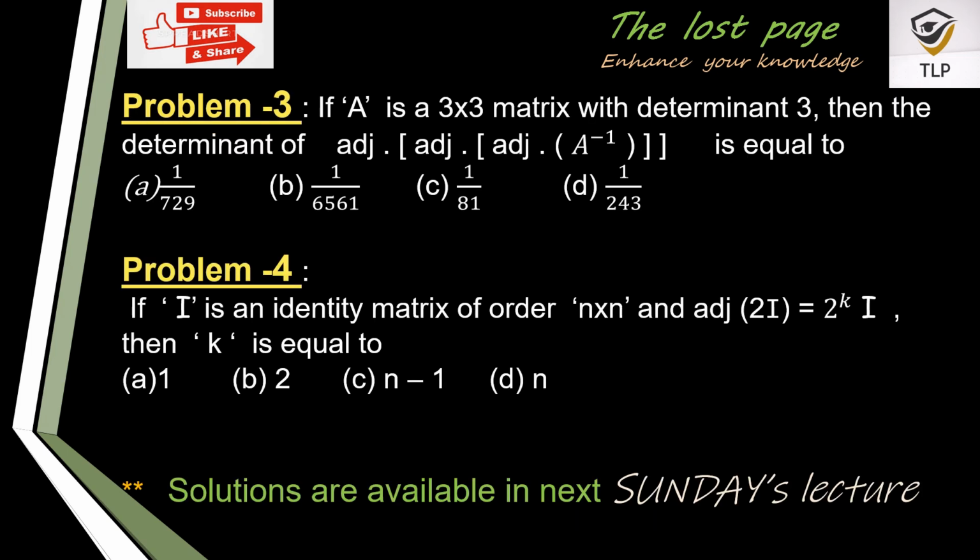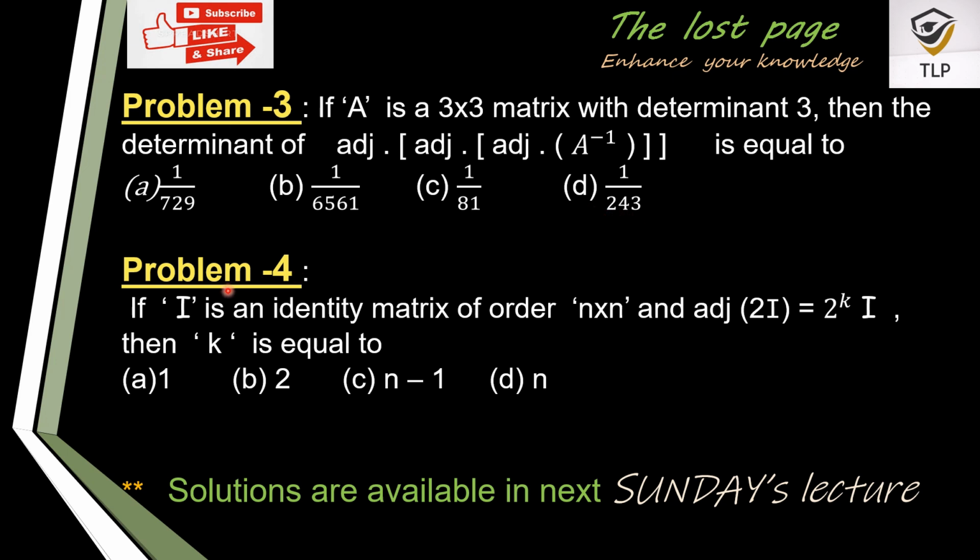I told you that at the end of this lecture there will be two problems. So here are the problems. Problem number 3. If A is a 3 cross 3 matrix with determinant 3, then the determinant of adjoint A inverse is equal to option A 1 by 729, option B 1 by 6561, option C 1 by 81, option D 1 by 243.